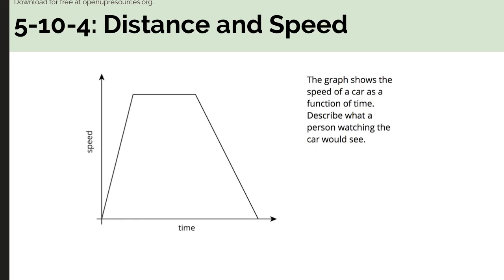Okay, the last one, distance and speed. This graph kind of has the same shape as the dog bath, but it's very different. It's showing the speed of a car as a function of time. You are going to simply describe what a person watching the car would see. Go ahead and try it and start it again when you're ready. Okay, if you're watching this car, you're going to see the car start from not moving, and it will speed up quickly, and then it's going to keep driving, but it's keeping the same speed, and then it will slow down slowly until it stops. One thing to note here is that it sped up more quickly than it slowed down.